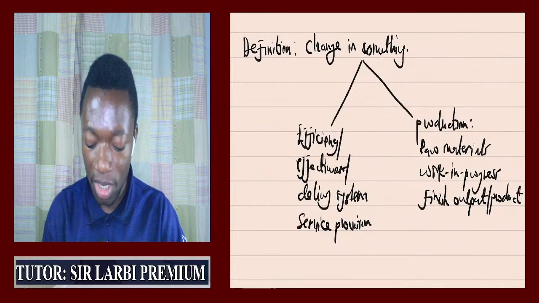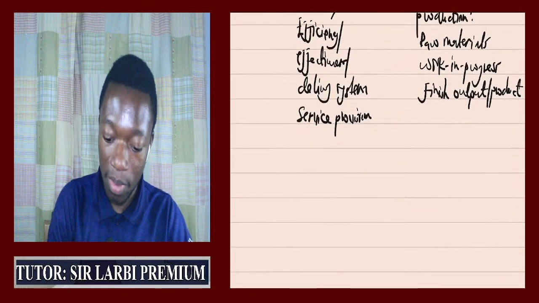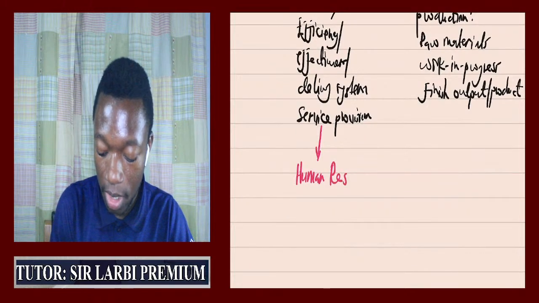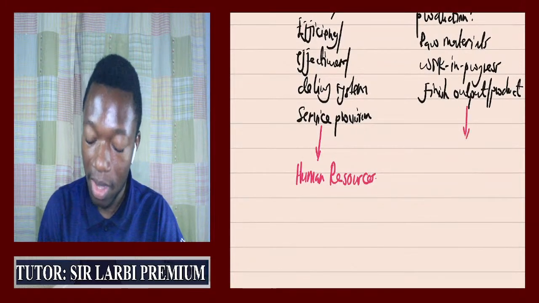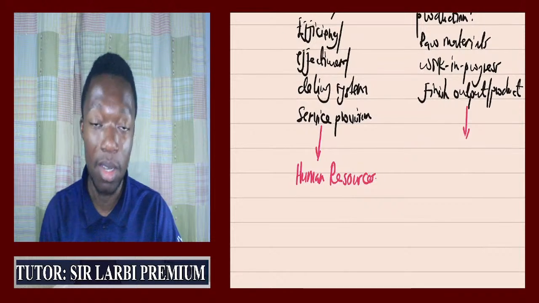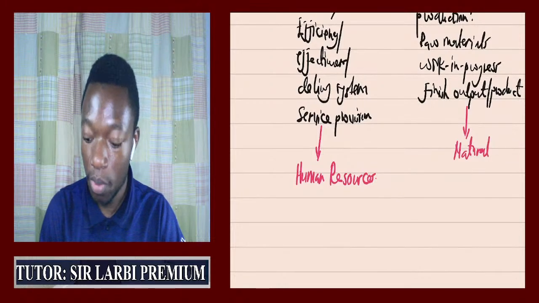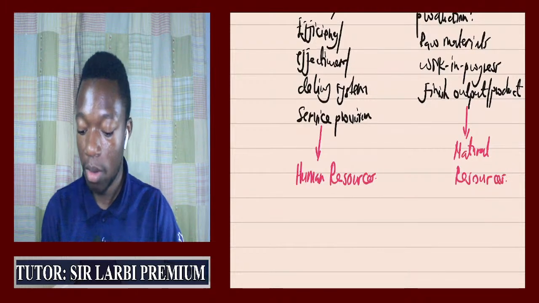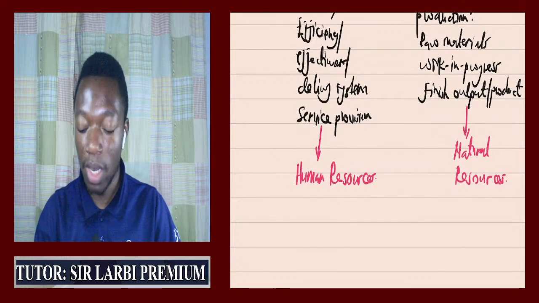So you realize that when it comes to changing efficiency or effectiveness or service delivery or provision, it has a relation with human resources. Very important, human resources within the organization. And as well, a change in production, raw materials, work in progress, or finished output can be as a result of the natural resources that we use within the organization, because it is out of the natural resources that we process work in progress and finished output at the end of the day.